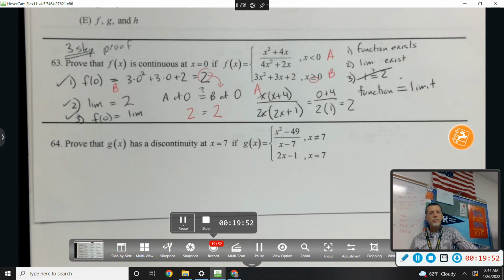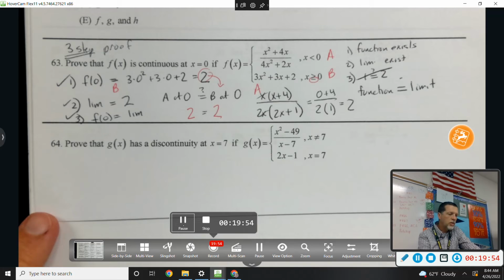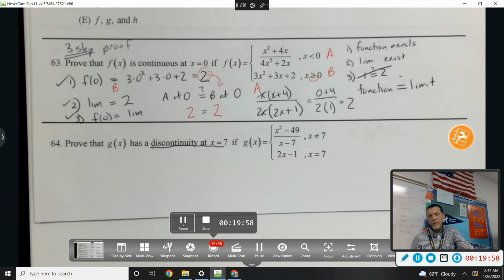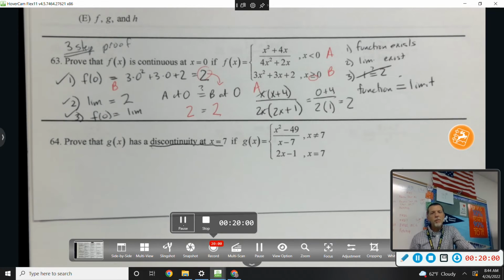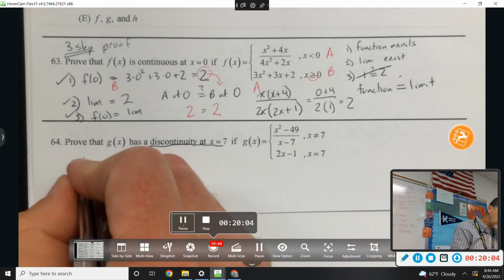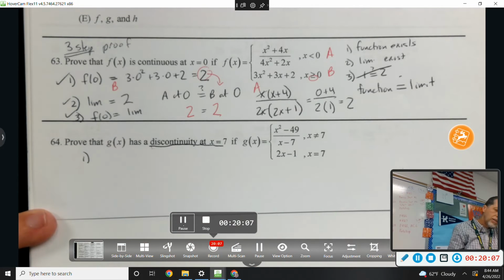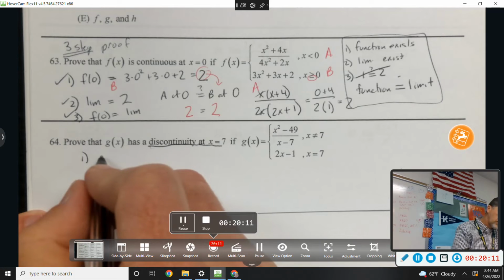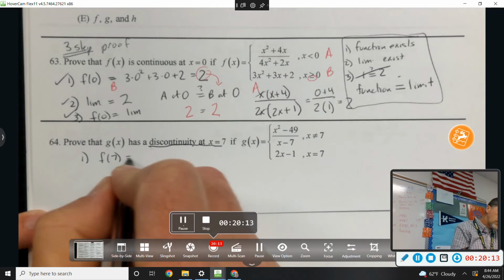64 is the opposite: prove that it has a discontinuity. So it's still the same 3 steps, and one of those steps is going to break down somewhere. So let's do 64 while we're here. The 3 steps: function exists, limit exists, and they're equal to each other. So f of 7.